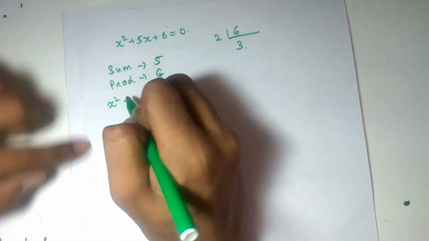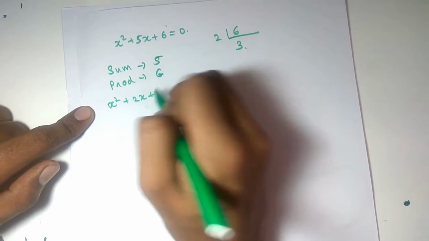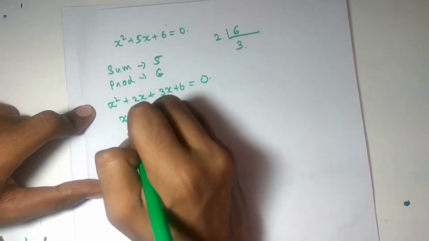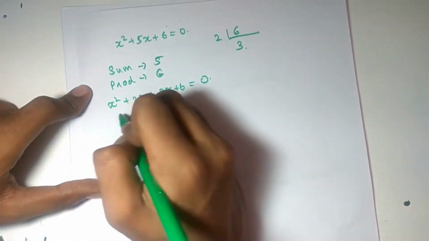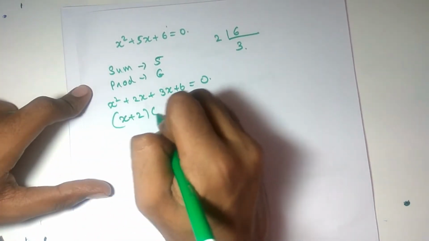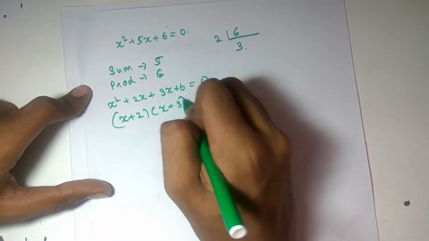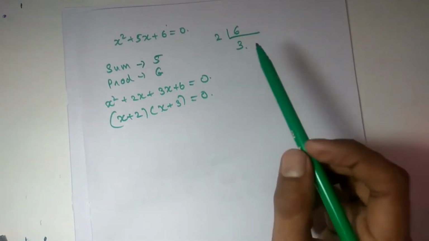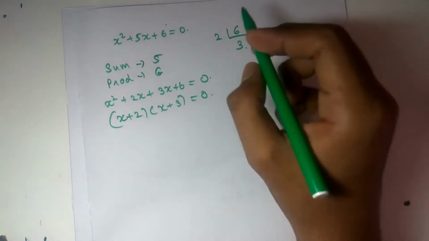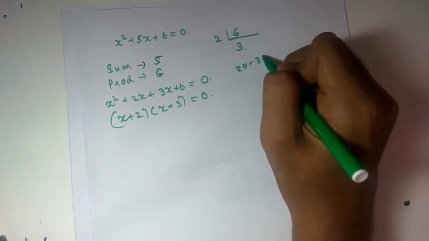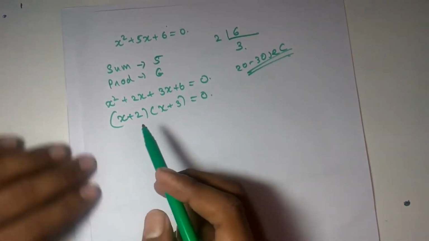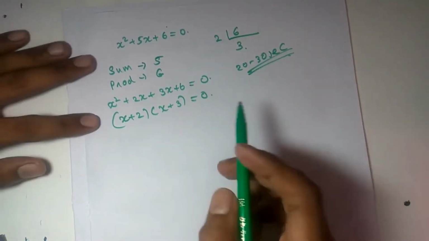So we write x square plus 2x plus 3x plus 6 equal to 0. And then we combine the like terms, and we get x plus 2 into x plus 3 equal to 0. But doing this type of steps in a competitive exam would take just 20 to 30 seconds. It's very critical because the competition is very high. So we have to compress the steps.